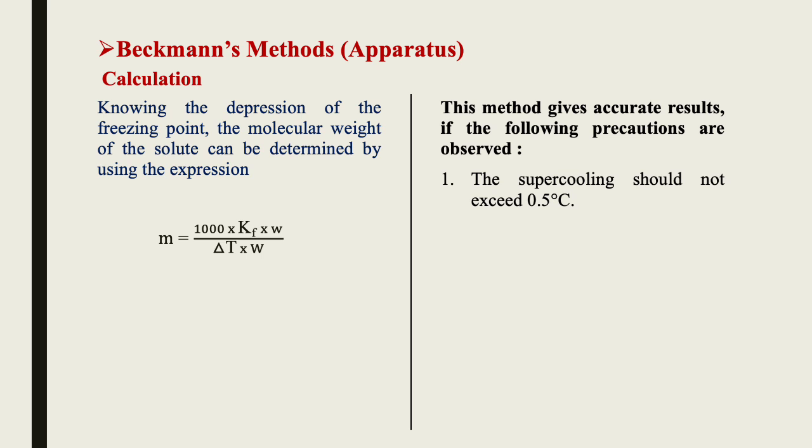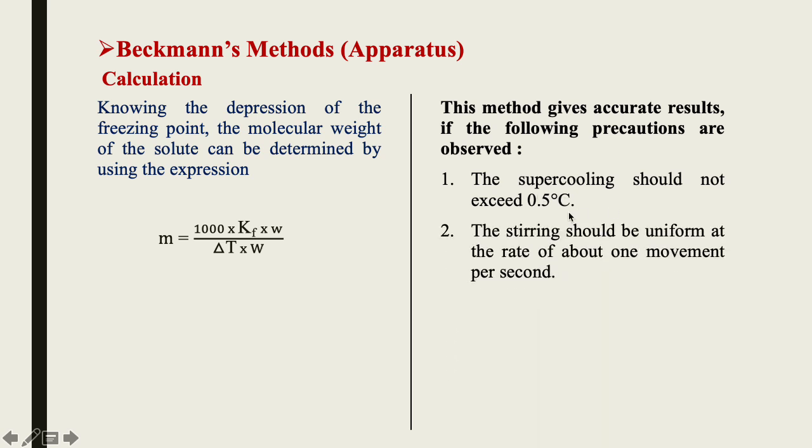There are some drawbacks, and a plus point is there. This method gives accurate results if the following precautions are observed. The supercooling should not exceed 0.5 degrees Celsius. That is the first precaution.